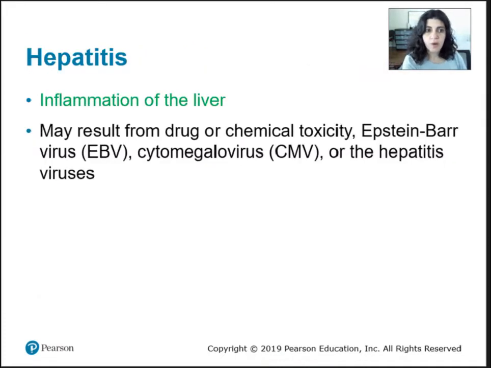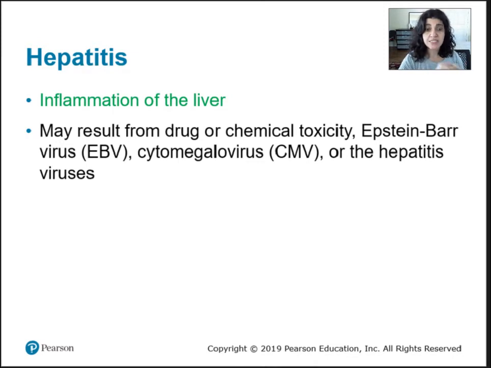So now we're going to talk about hepatitis. Hepatitis is inflammation of the liver. Hepatitis can happen due to other causes that are not microbes. It can be a result of chemical toxicity. For example, alcoholic people usually can have a situation where it inflames the liver.